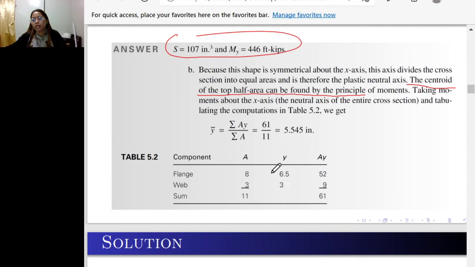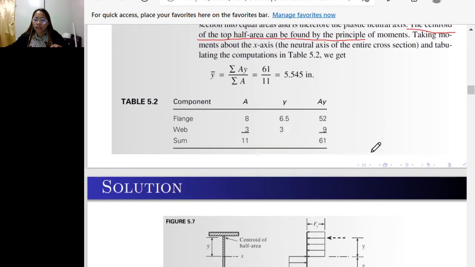Area times the centroid. So, actually, this is in statics of rigid bodies. I believe you understand this one. Then sum up the areas and the product of the area times the centroid. So you get the centroid of the half of the section, equal to 5.545 inches.